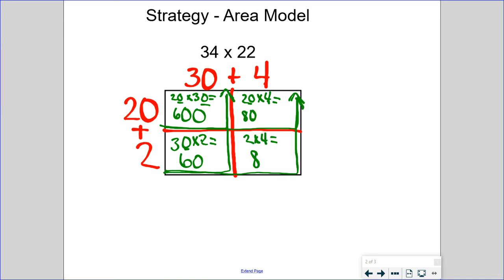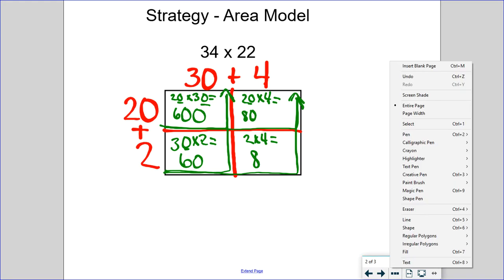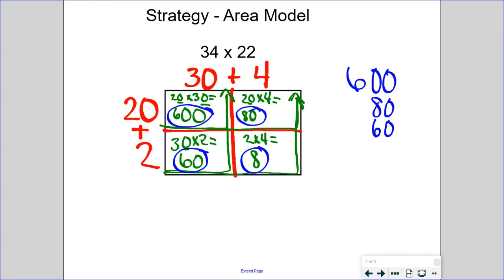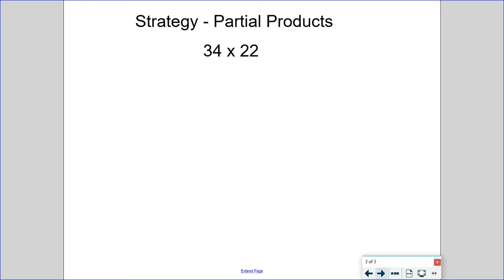So then I take my partial products, the parts of my products, 600, 80, 60, and 8, and I'm going to add those together to get my final answer. Making sure I line them up properly, 8, 14, so 748.